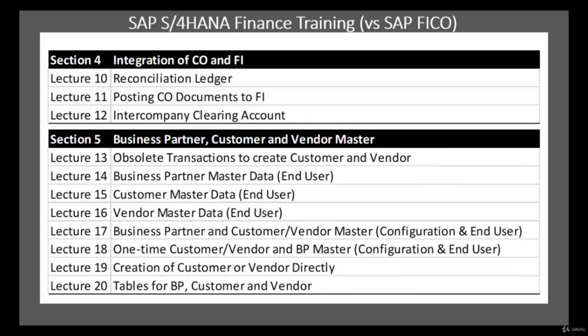Then in section 5, I will show you that now business partner master data is mandatory to create customer and vendor. I will also show you the configuration of business partner, customer master, and vendor master. And then we will see the one-time customer configuration and the creation of one-time customer. And I will show you that we can also create customer or vendor directly, and business partner master data will be created automatically. And then we will see tables for BP, customer, and vendor.